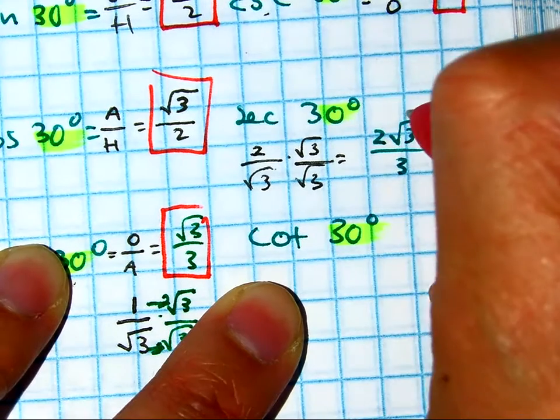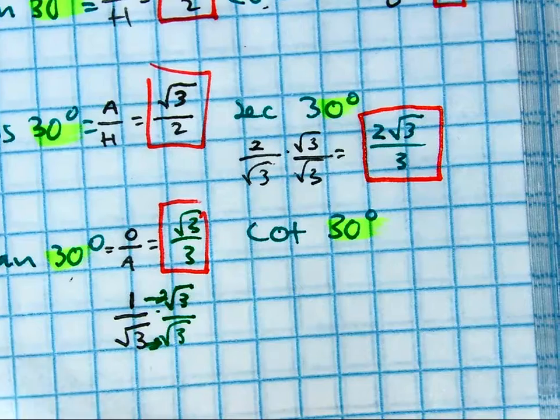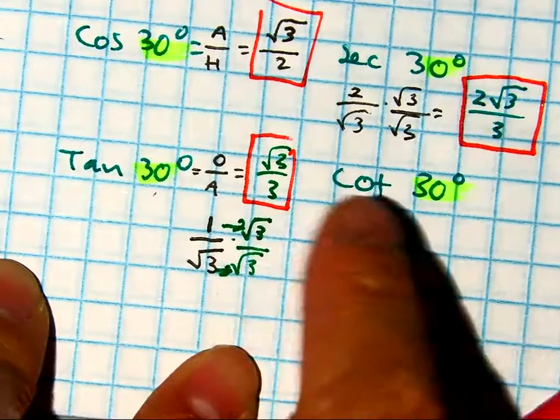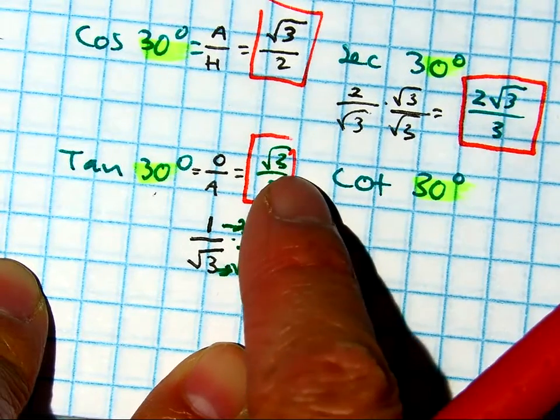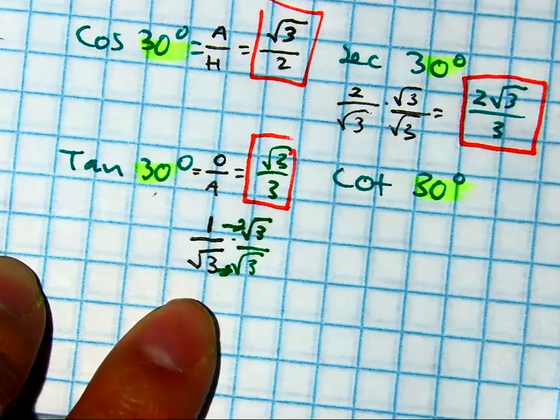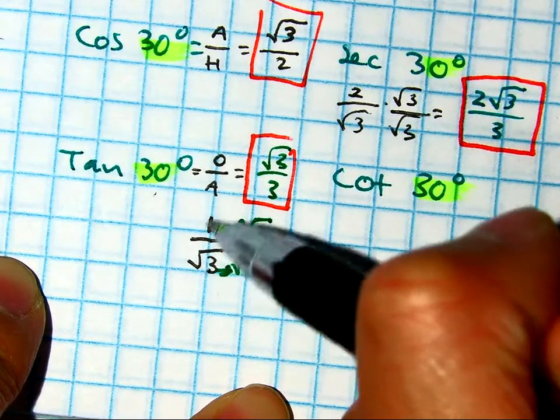Now for cotangent, your temptation is to take the reciprocal of that, which you can, and you can figure out the answer. Or, look at the original problem. It already said 1 over radical 3. So if I take the reciprocal of that, I get what? Radical 3 over 1, which is just radical 3.